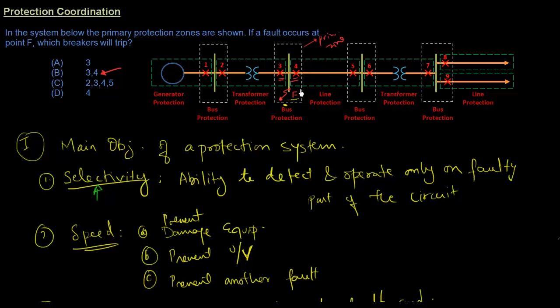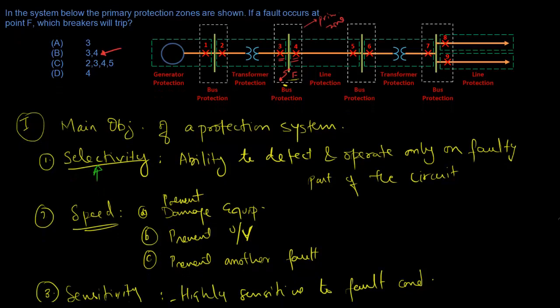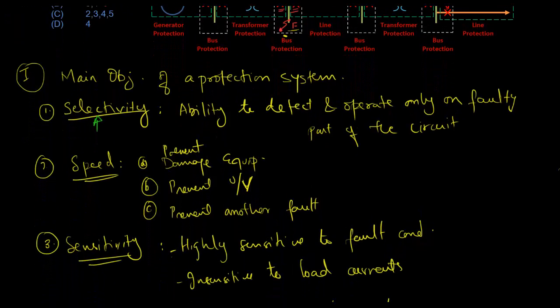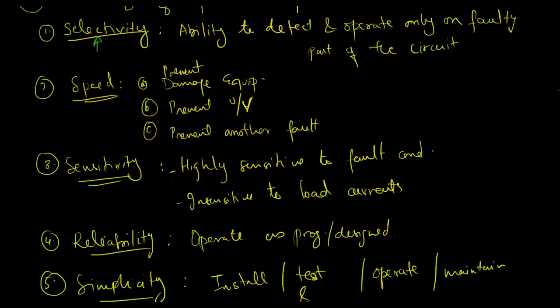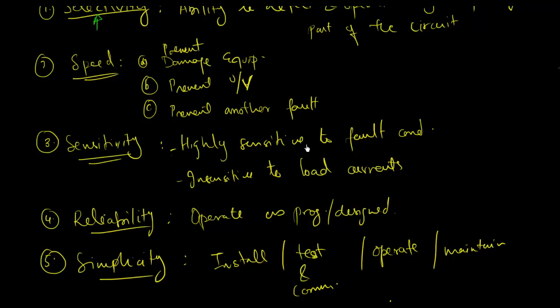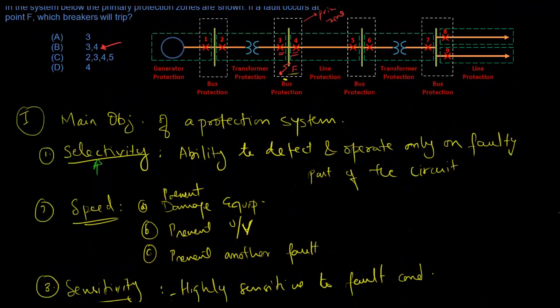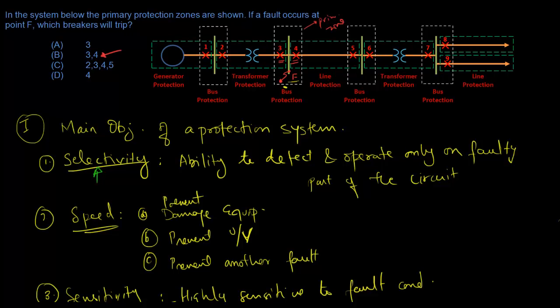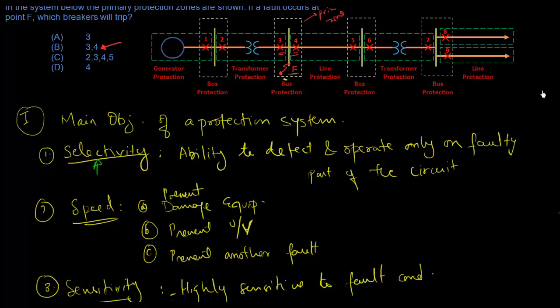So that's what I just wanted to focus on today. Hopefully you got a brief idea of what our main objectives are when you're designing a protection system. Hopefully in future videos I'll go into detail on some other topics that we've spoken about here as well. Also, I hope you got an idea of what primary versus secondary zone is, what the difference between them is, and how to solve a question of this kind if it's asked.